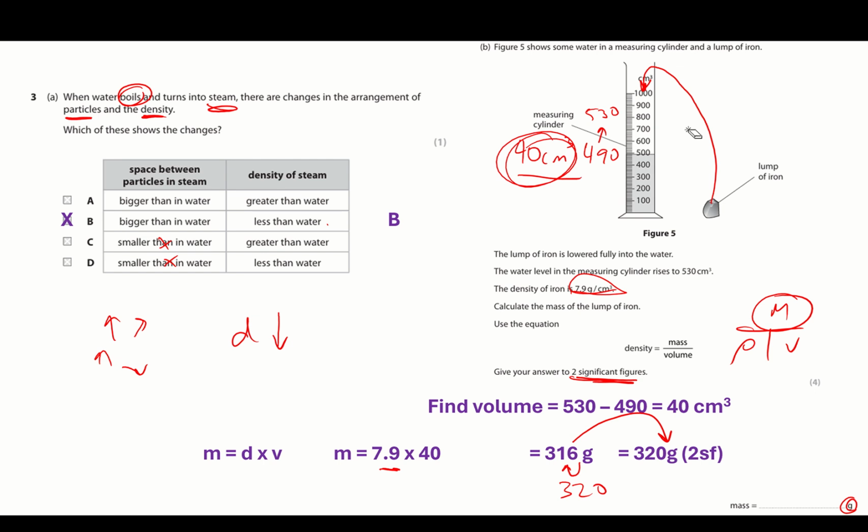A piece of wood has a similar shape and volume to the lump of iron. Explain why, and it gives us some data. Explain why the method used in B cannot be used to determine the mass of the piece of wood. So we can see if I get rid of all of this now, if I get a piece of wood, it's going to float on the top, so it will not be able to displace its full volume.